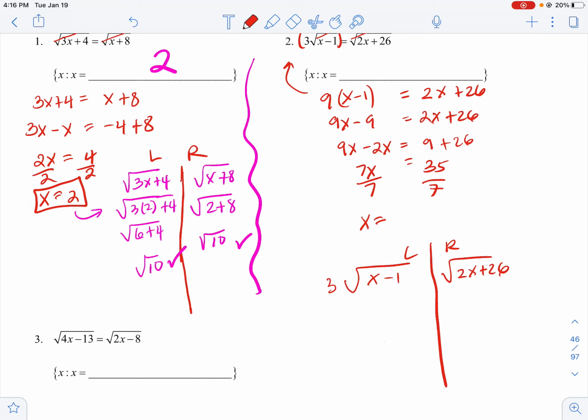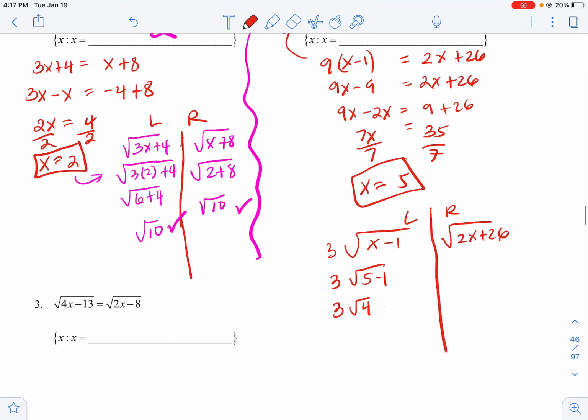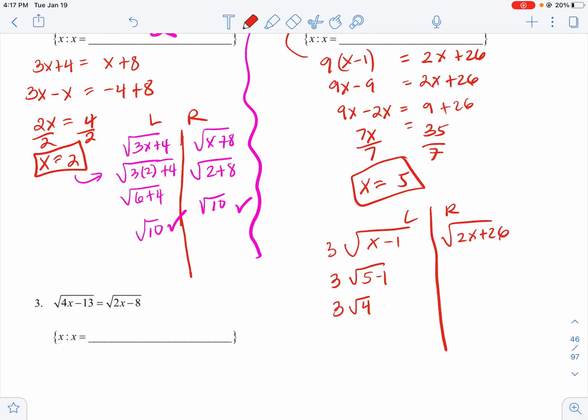Right? X is equal to 5, not 35 over 7. It's 5. Okay. So we do plug in 5. So you have 3 times the square root of 5 minus 1, which is the square root of 4. What's the square root of 4? The square root of 4 is 2, correct? So that's 3 times 2, and you'll get 6 on your left.